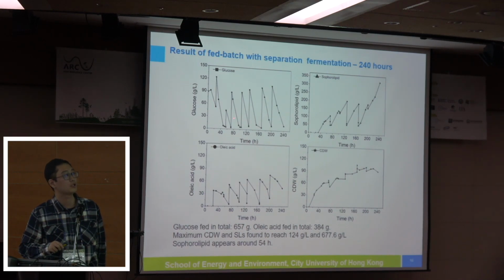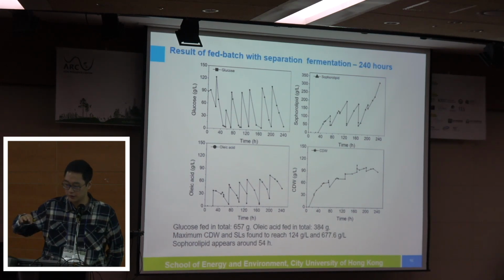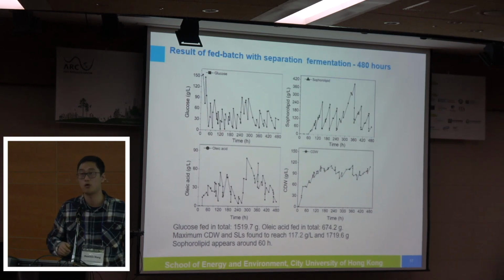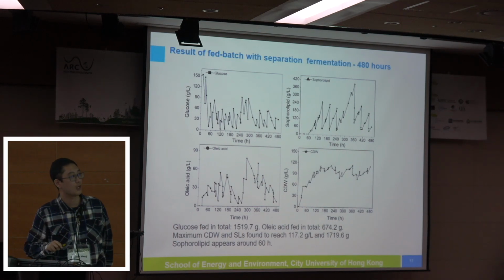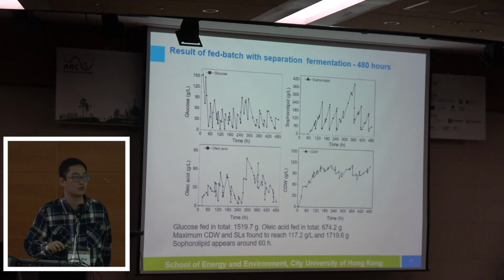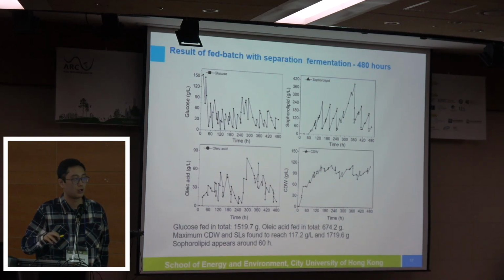We ran this for 440 hours. If we want to prove this kind of setup is more stable, we need to run for a longer time, so we ran for 480 hours. The strategy is all the same, but running for a longer time. We can see the CDW is approximately the same, but the maximum sophorolipid produced is much higher. We also didn't see any inhibition during the long-term fermentation, which means our setup can be used for long-term fermentation, which is one step closer to commercialization.